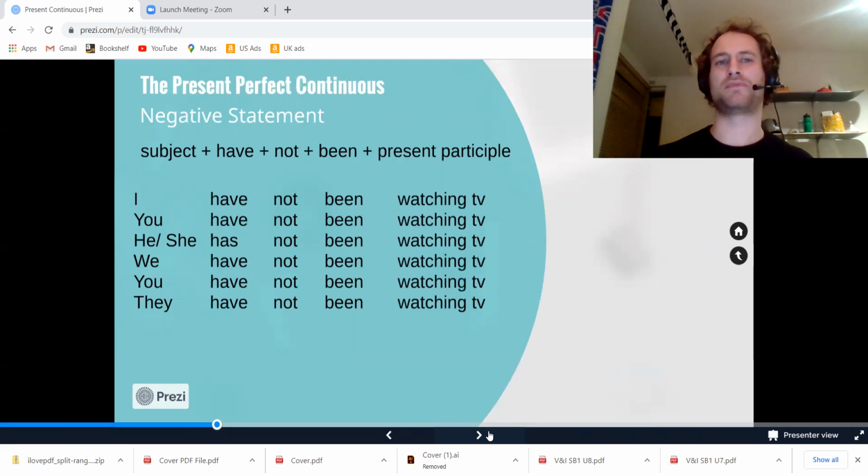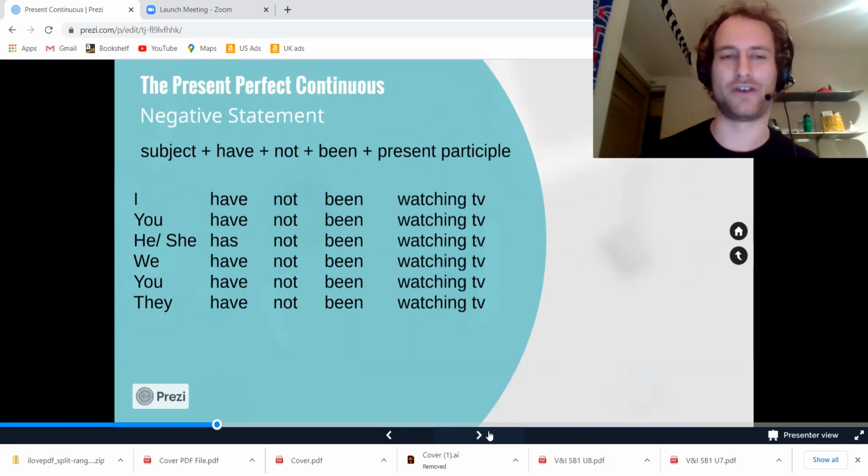So just remember with the present perfect continuous, in a negative statement, you just need the subject plus have or has plus not plus been plus the present participle in that order. So fairly simple, almost the same as making a positive statement.